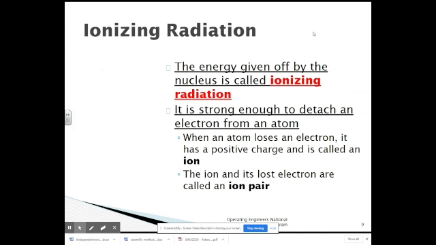There are two types of radiation. The first type we're going to talk about is ionizing radiation. That is where the energy given off by the nucleus is strong enough to detach an electron from the atom. So this type of radiation is so strong, it basically splits the atom. When the atom loses an electron, it has a positive charge, and it's called an ion. The ion and its lost electron are called the ion pair, and we'll talk a lot about ions in the bonding unit.